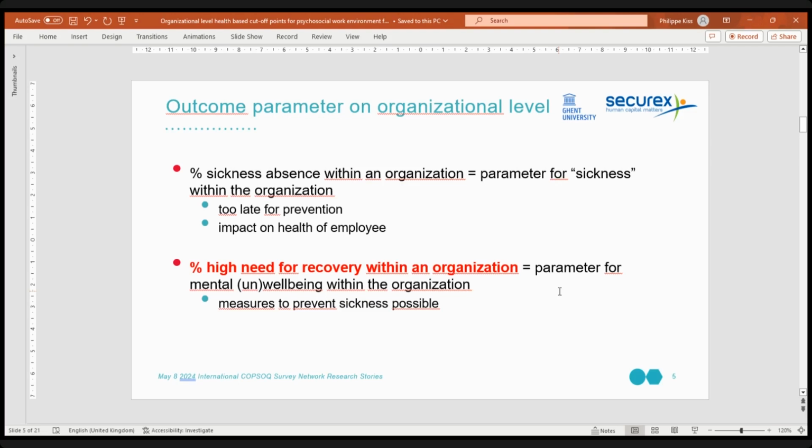Therefore, we thought perhaps we could use the percentage of high need for recovery within an organization, not sickness absence, as a parameter for mental unwell-being within that organization. And we are not too late to advise for measures to prevent sickness absence. We are working with a parameter that does not indicate illness, but does indicate early signs of illness.